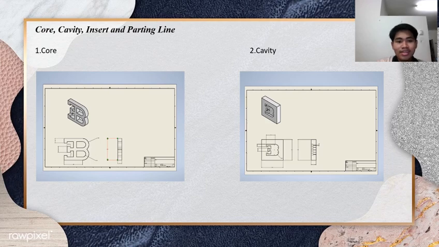So next, my name is Muhammad Adi Farhan bin Ruslan and my matrix number is 24 DTP 21F1034. I will present about the core, cavity, insert and parting line. First one is the core. This is our product core for the Bugatti logo, and the second one is the cavity for the logo.